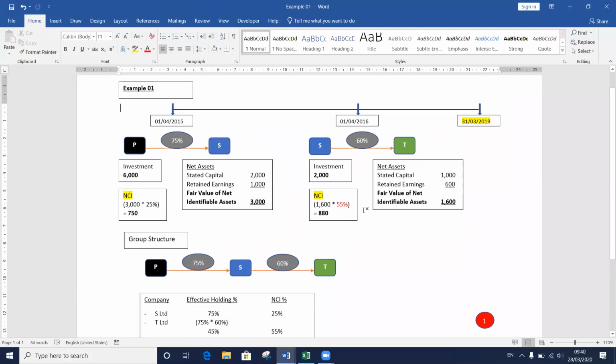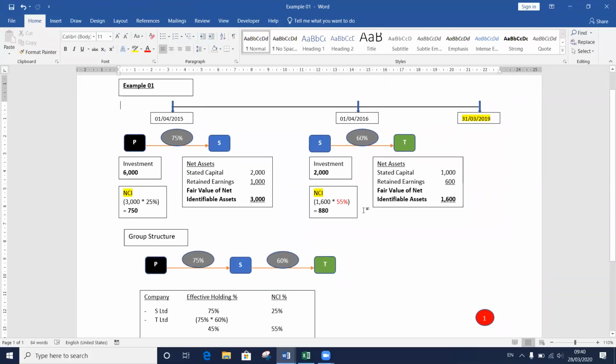Right? So this is the basic summary we can build up with respect to example number 1. Right? Clear?